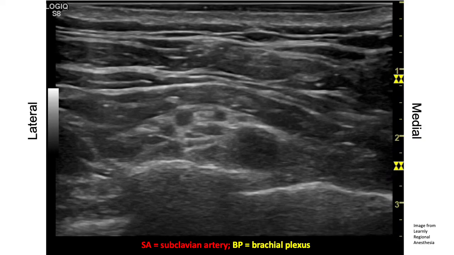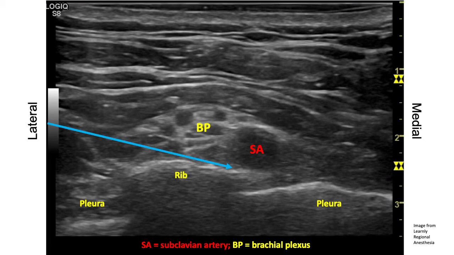Let's look at another ultrasound image. Keep in mind here that the orientation of the image has changed, whereas lateral is now on the left side of the screen. Let's name the structures. Here's the subclavian artery, brachial plexus, rib, and pleura. And here's the proposed path that your needle would take.